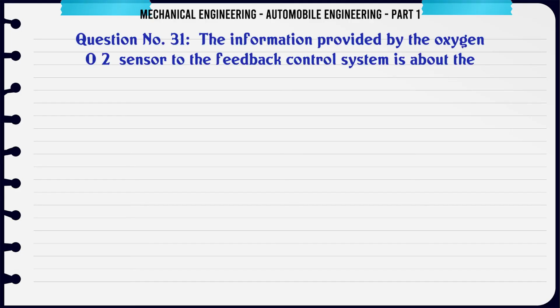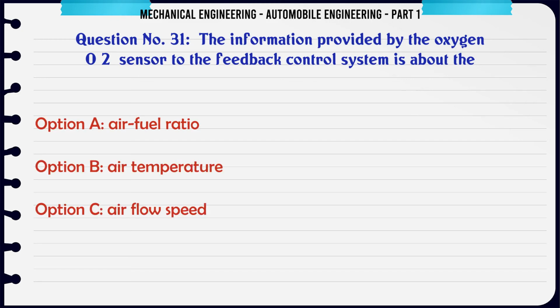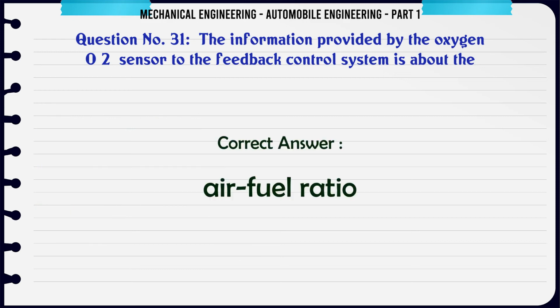The information provided by the oxygen O2 sensor to the feedback control system is about the A. Air-fuel ratio, B. Air temperature, C. Airflow speed, D. Exhaust gas volume. The correct answer is air-fuel ratio.